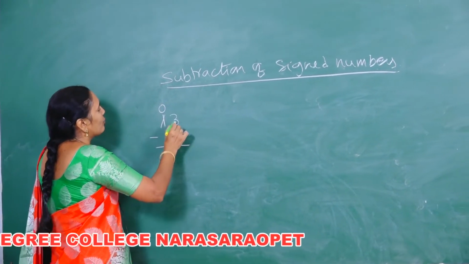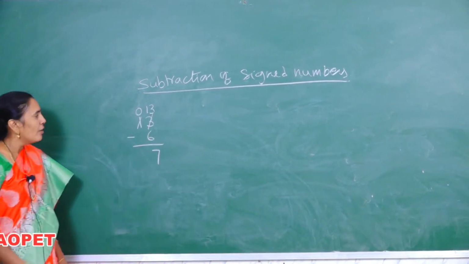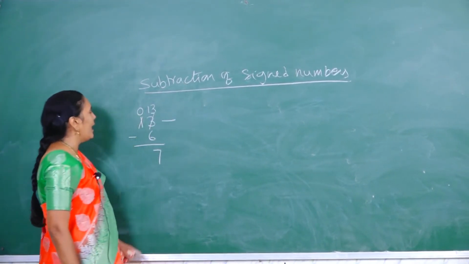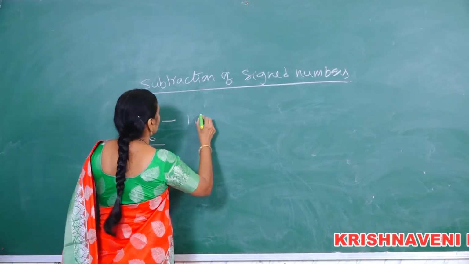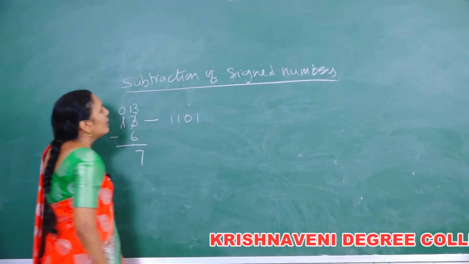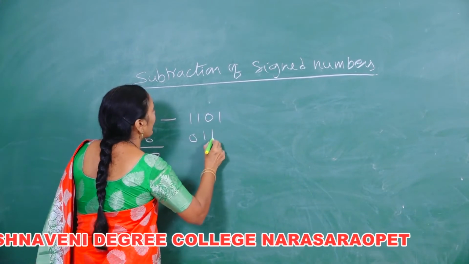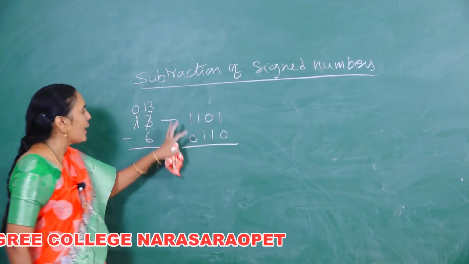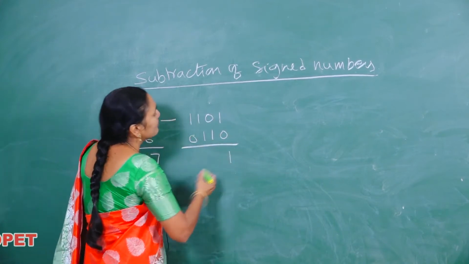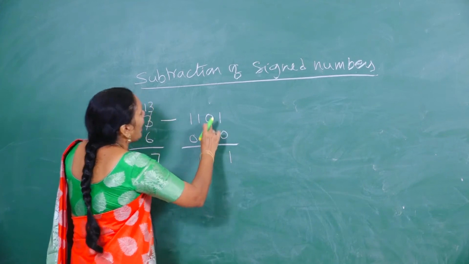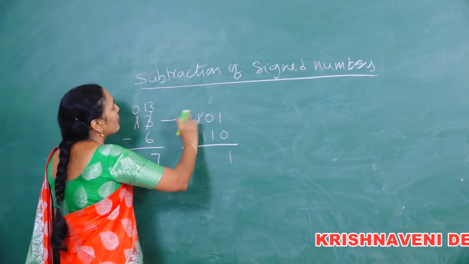Now this value becomes 1 and this becomes 13, whose value 13 minus 6 is 7. When I represent this in a binary format, 13 is 1 1 0 1 and the value of 6 is 0 1 1 0. When I do the normal binary subtraction, 1 minus 0 is 1 and I can't subtract 1 from 0, I will borrow from the previous digit.